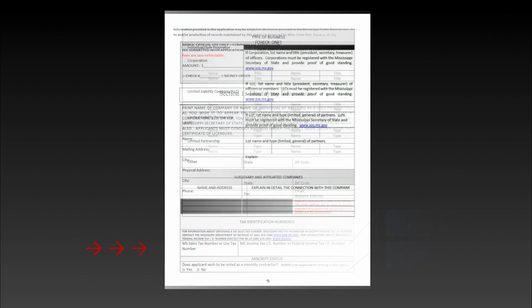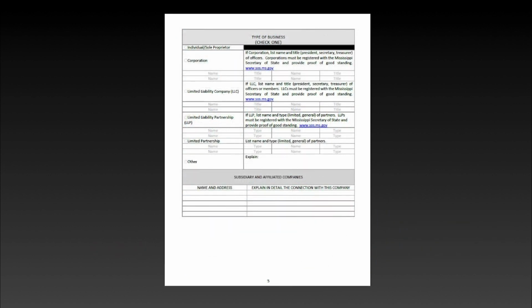In the Type of Business section on page 5, you may choose Individual Sole Proprietor, Corporation, Limited Liability Corporation, Limited Liability Partnership, or Limited Partnership, but be sure to choose only one. If you are operating as an individual sole proprietor, you are the only one who runs the business.